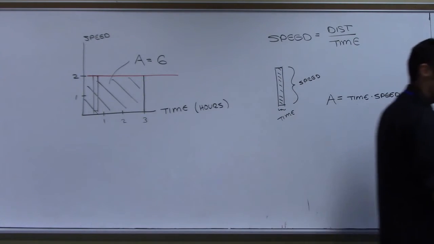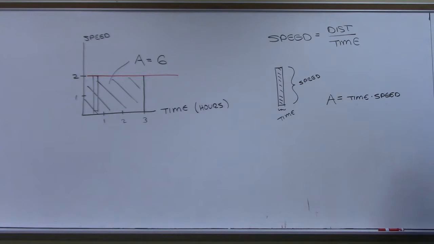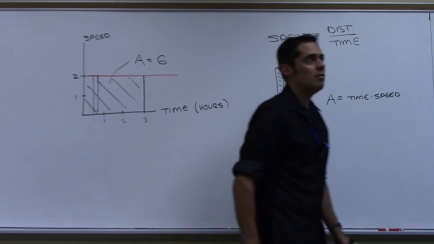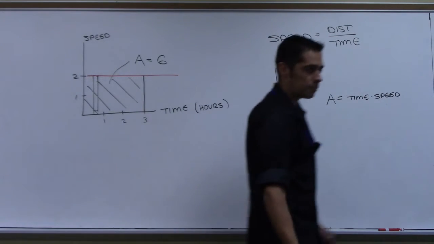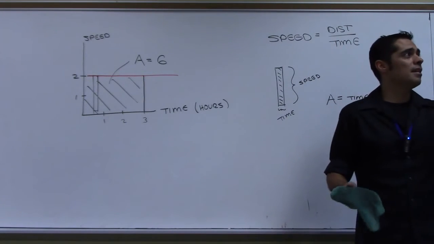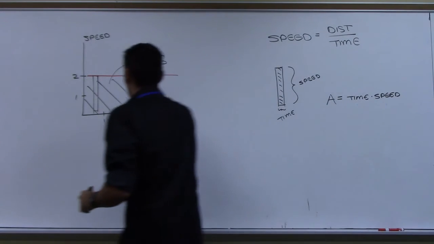Now let's look at another problem similar to this. How far does this person go between the hours 2 and hours 5? So we have a different picture. This time, I'm not telling you what their speed is. You have to look at the graph.